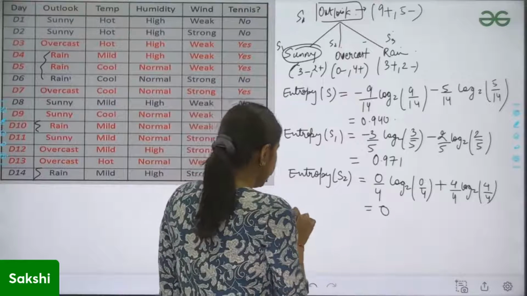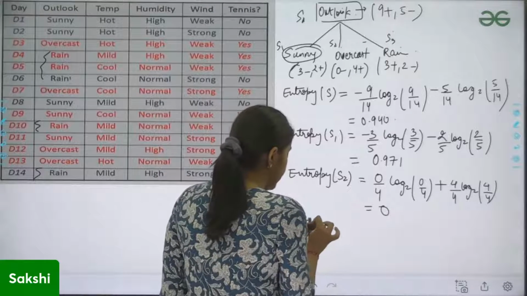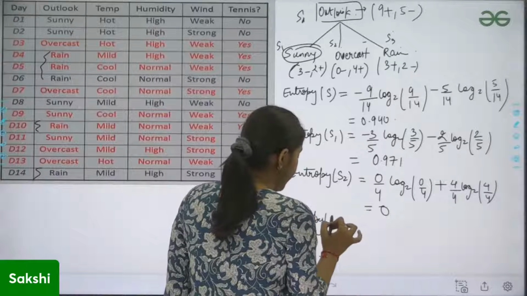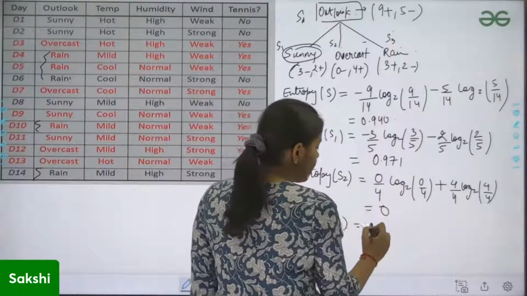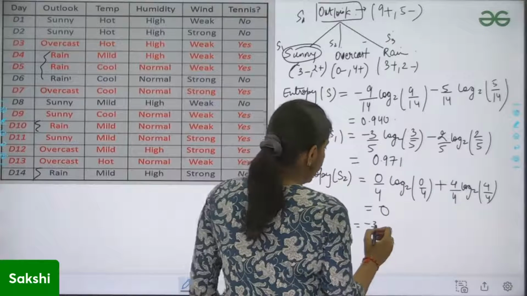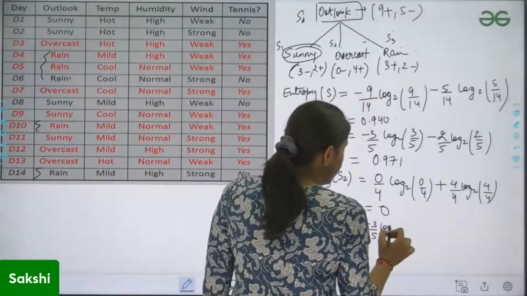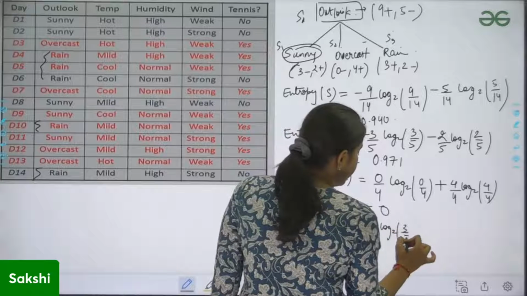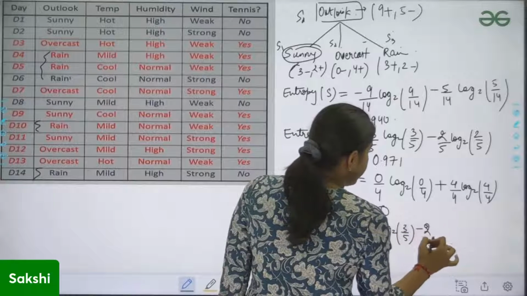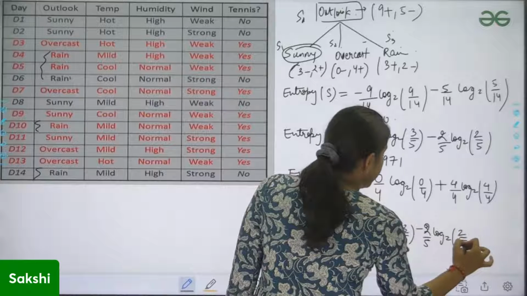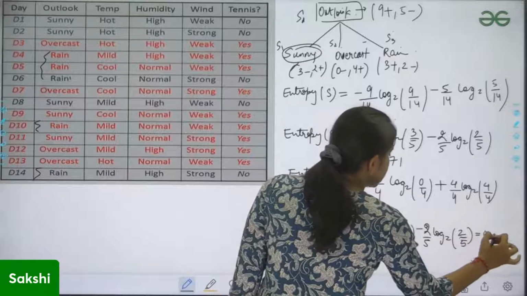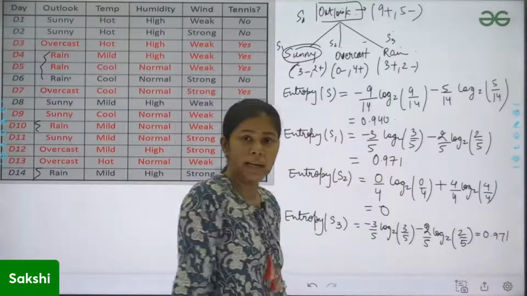And similarly, I can find out entropy of S3. Entropy of S3 would be 3 positive, 2 negative. Again, we will have the same thing which I have in entropy of S1, 3 by 5 log to the base 2, 3 by 5, minus 2 by 5 log to the base 2, 2 by 5. On solving, you would get the value 0.971. Right? This is the value.